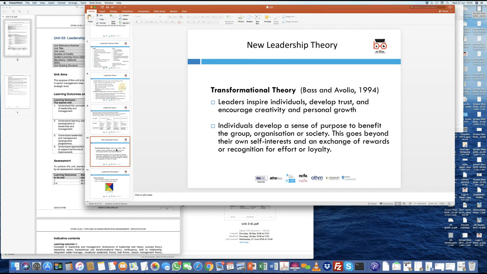But here, transformational leadership is when leaders inspire people, develop trust, and encourage creativity and also growth. An example of this I will give you is, have you heard about Dell computers?